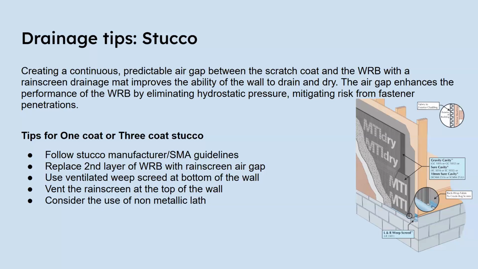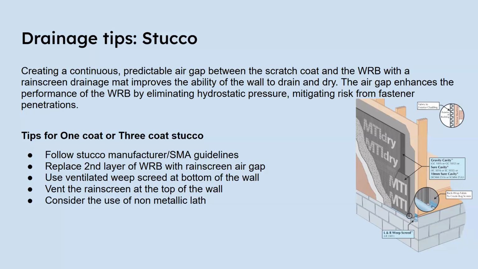Use a ventilated weep screed or something similar and a moisture diverter at the bottom of the wall so that the water doesn't run down the wall when it drains. It deflects out. And you can also consider, in concert with a rain screen drainage mat as made by MTI, the use of a non-metallic lath.